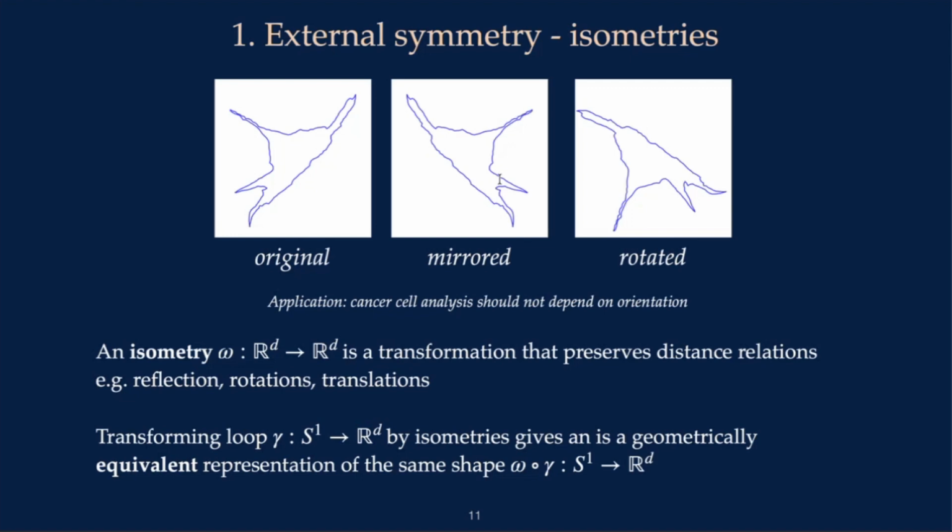What are isometries? These are transformations that preserve distance relations between points on the curve. And if we transform a loop by an isometry, that changes the representation of the loop, but it is a geometrically equivalent representation. So transformation by these external symmetries is represented by composing the map gamma with another map omega, which represents the isometry.